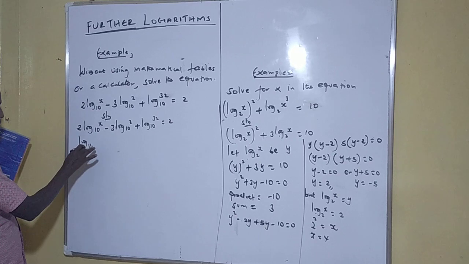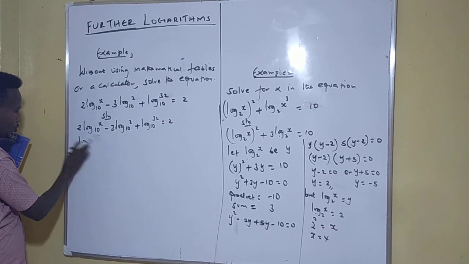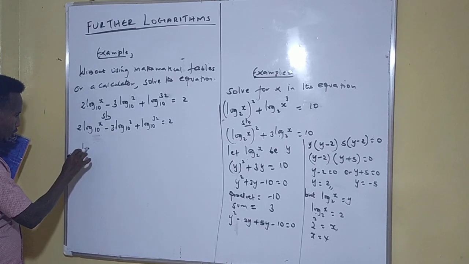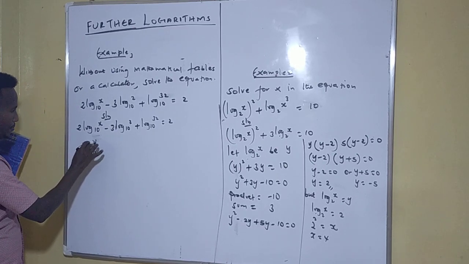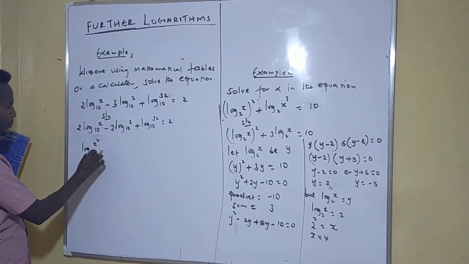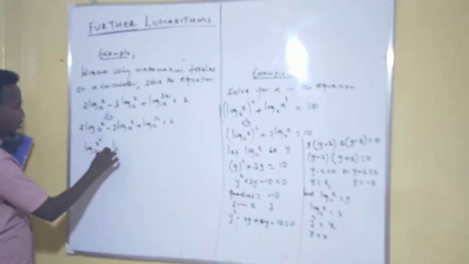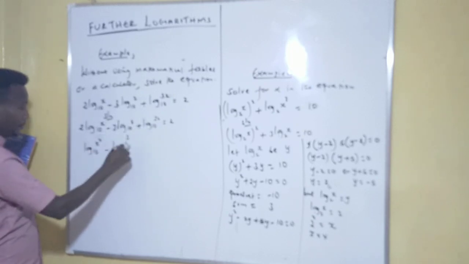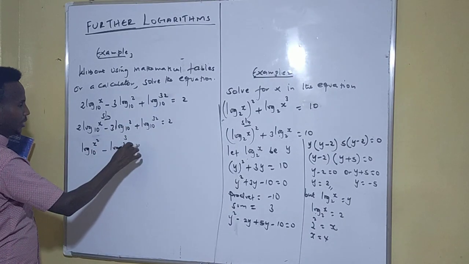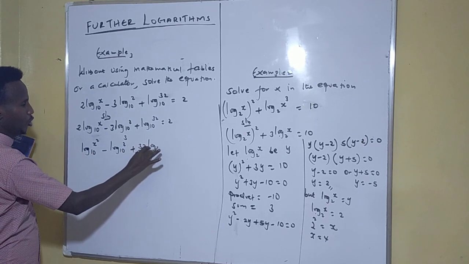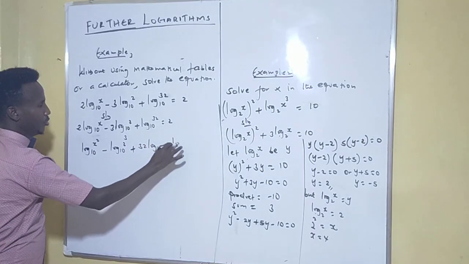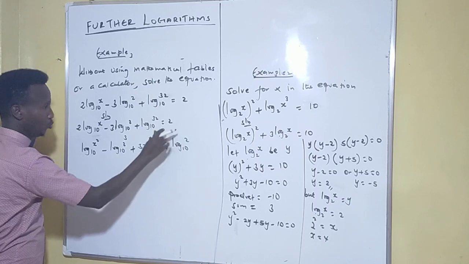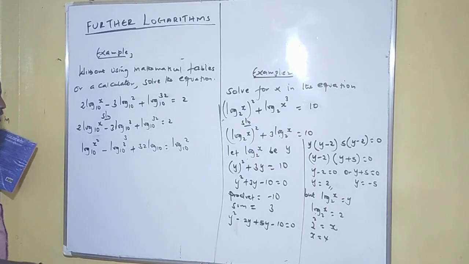So it will be log base 10 power x squared. Let me come down here. Log base 10 power x squared. You take this one and make it at the power minus this one: log base 10 power 2 power 3. This one also the base, the power. Plus, take this one to this side. It will be that 2 log base 10 is equal to log base 10 power 2. We will also write this one in log base 10.